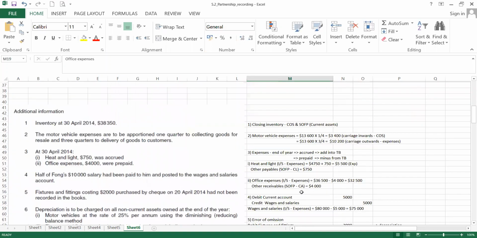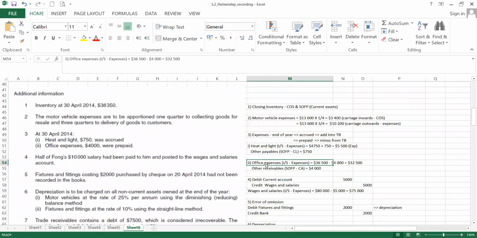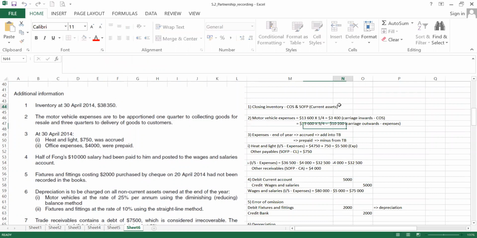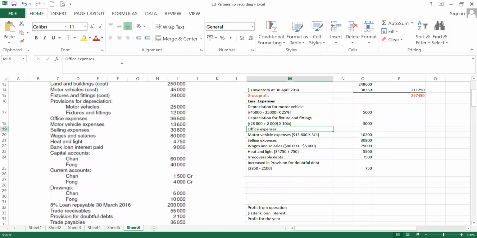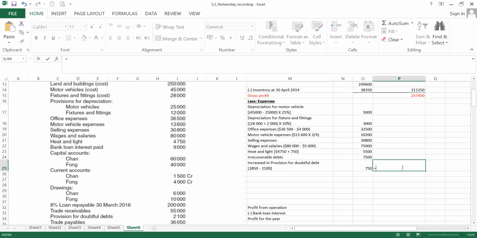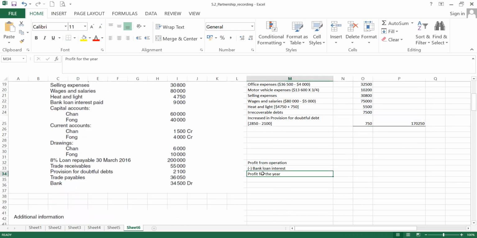Okay, office expenses. Here office expenses also got the adjustment, got a prepaid. So we have to minus office expenses. So 36500 minus 4,000. So this is all the expenses that we have recognized. So we put in the amount first. Okay, this is a subtotal for the expenses. Okay, since that still got space, we move this one up.